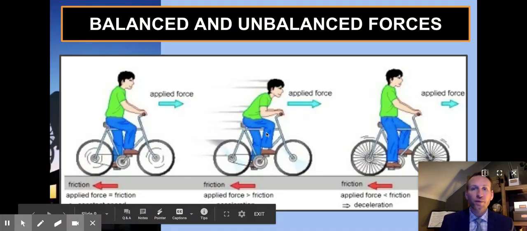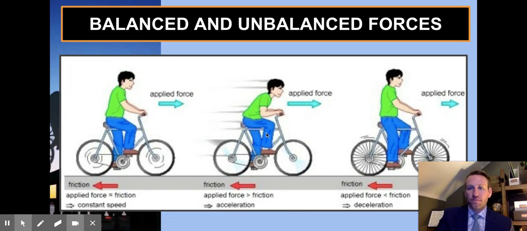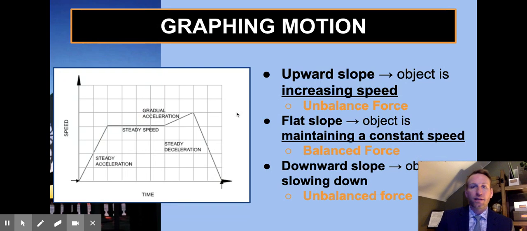So this is where we left off on the last document, and we have a new document today. The first thing is graphing motion, and there are a couple of different ways we can graph motion. The graph on the left is a speed versus time graph, because if you look at the two axes, you have speed on the y-axis and time on the x-axis. So that's one type of way to graph motion.